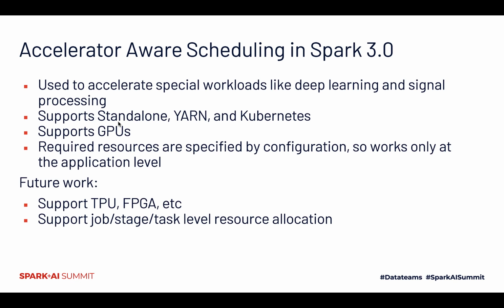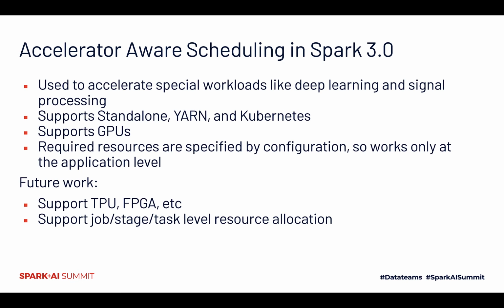And this works inside of the standalone Spark scheduler, the Yarn scheduler, and the Kubernetes scheduler. And the one caveat is that it works at the application level. That is, when you bring up your Spark application and it first requests resources for its executors, this is where we are currently specifying that we want a GPU.